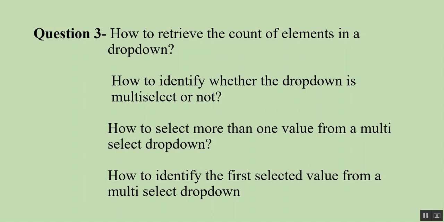Once you get the count, there is my second question. How to identify whether the drop down is multi-select or not? If you get a drop down and you can only select one, then it's a single select, and if you can select more than one, then it's a multi-select. But what is the easiest way to find whether the drop down is multi-select or not?